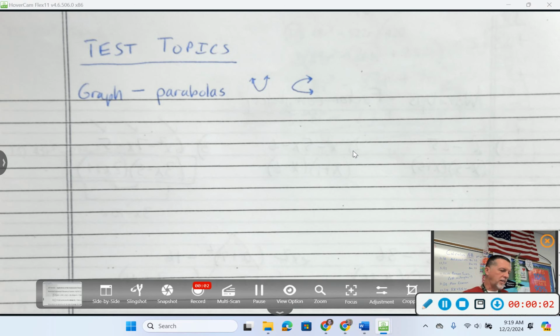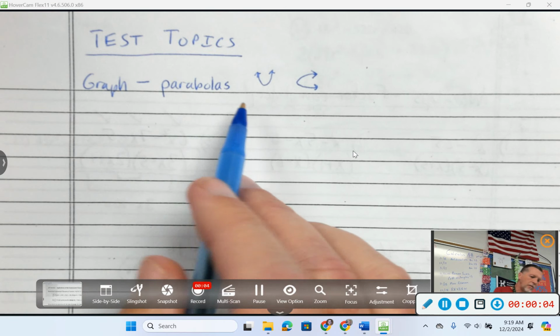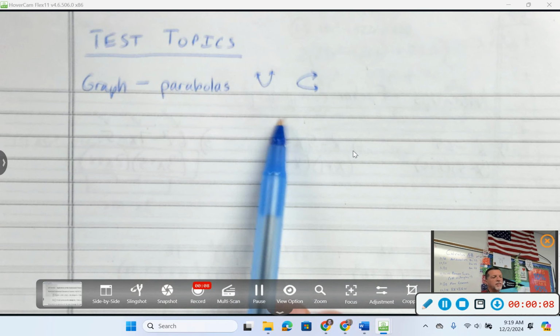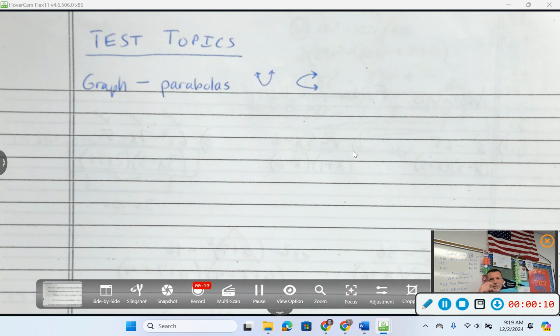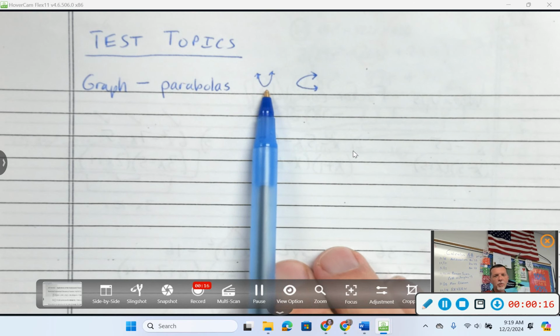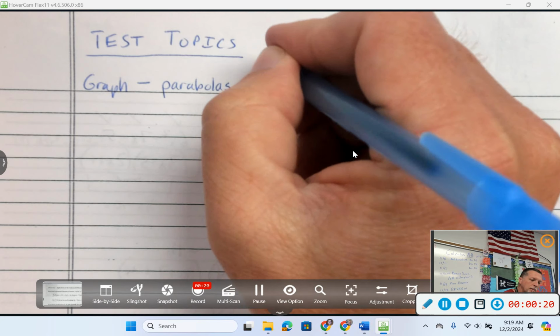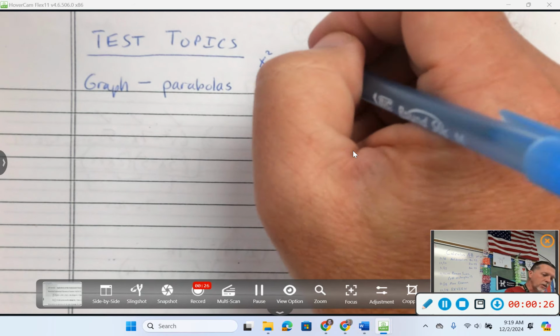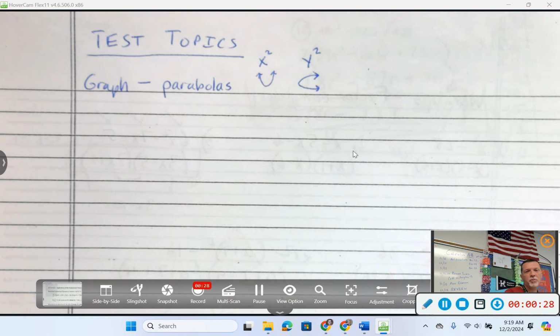Okay, so some test topics. Graphing, definitely parabolas, not just the up and down ones, but also the sideways ones. How did you know which way the parabola goes? Which one is squared? So if it's the up and down one, what variable is squared for that one? That's the x squared parabola. Right? Because that's sort of what you think of as the normal parabola, y equals x squared. And if the y is squared, that seems weird. You get a weird parabola. You get a sideways parabola.